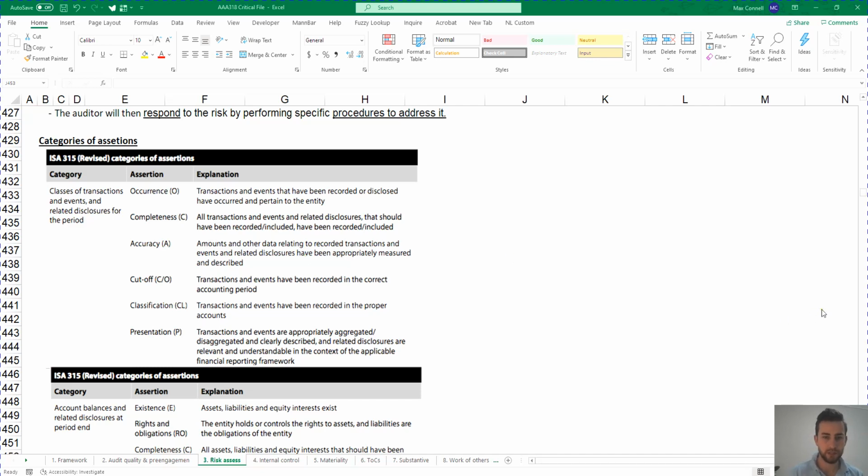Accuracy. This is when transactions and events and related disclosures have been appropriately measured and described. For example, valuation might be wrong. Cutoff. Transactions and events have been recorded in the correct accounting period. So part of this comes down to accounting standards as well, which is when do you actually recognize something. This is important when you've got something which might have been paid on 30th of June, but recognized on 1st of July. Depending on the type of accounting and what the rules actually say, it should be recognized either in the prior year or next year.